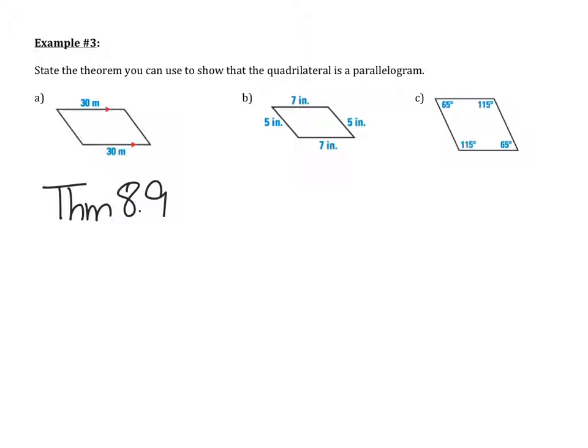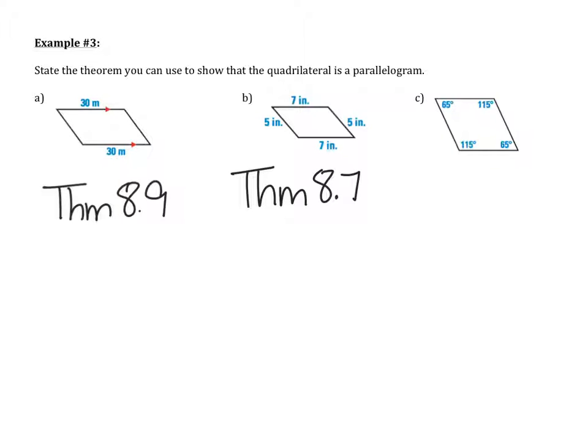For part B, we see that we have two pairs of opposite sides that are congruent. The theorem that states if both pairs of opposite sides of a quadrilateral are congruent, then the quadrilateral is a parallelogram, which was theorem 8.7, the theorem that we started this section with.